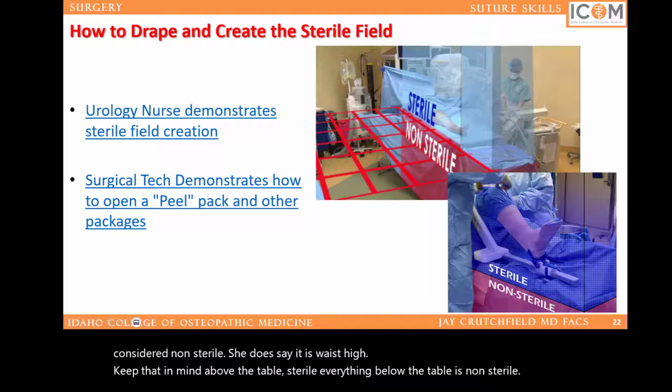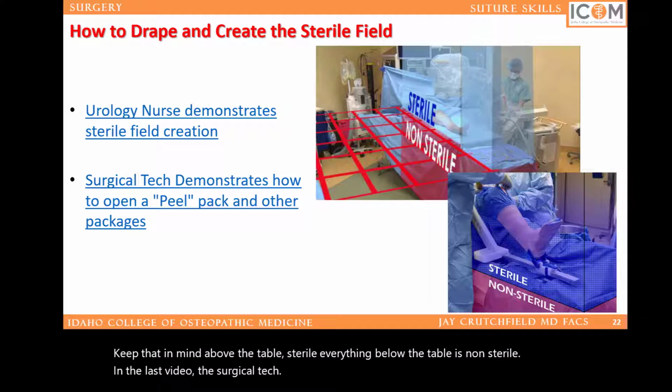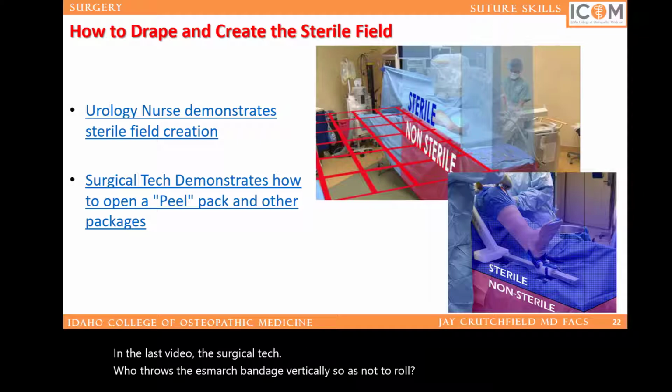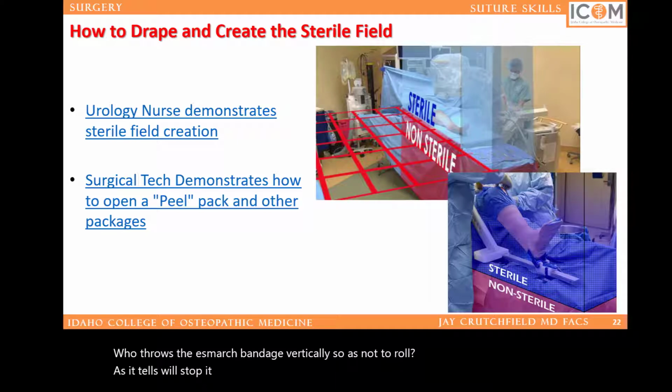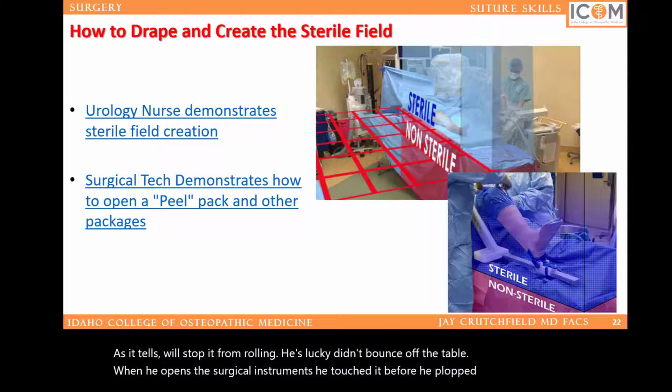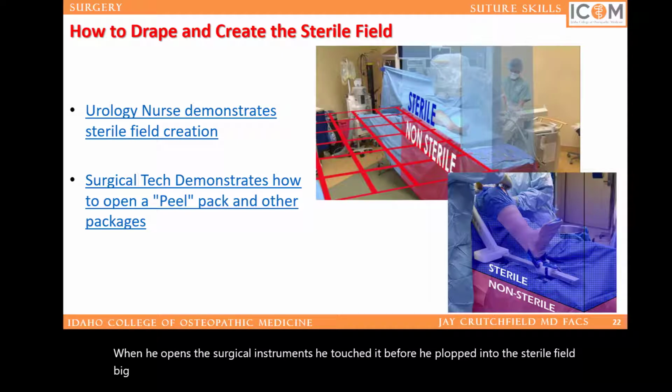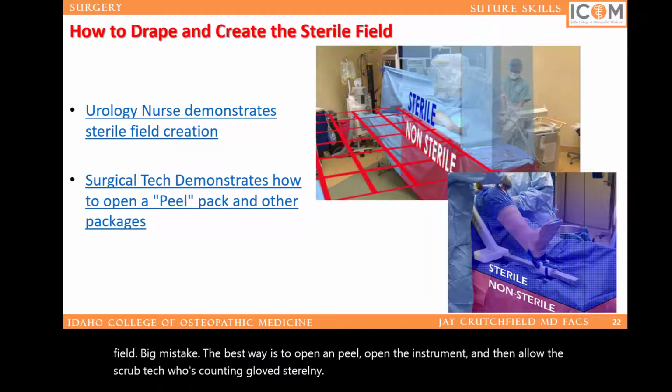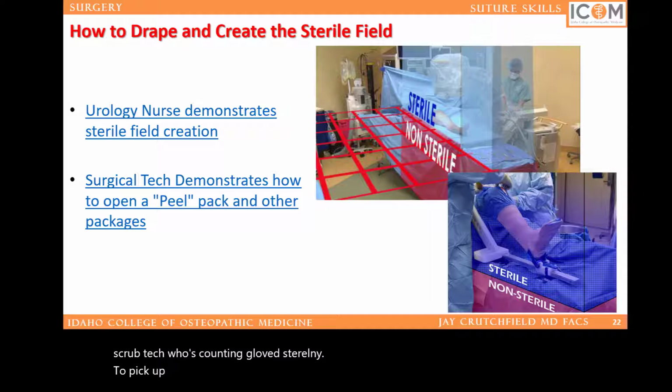In the last video, the surgical tech throws the S-mark bandage vertically so as not to roll, as the towels will stop it from rolling. He's lucky he didn't bounce off the table. When he opens the surgical instruments, he touched it before he plopped it onto the sterile field. Big mistake. The best way is to open and peel open the instrument and then allow the scrub tech who's gowned and gloved sterilely to pick up the instrument and pull it out of the plastic pack.